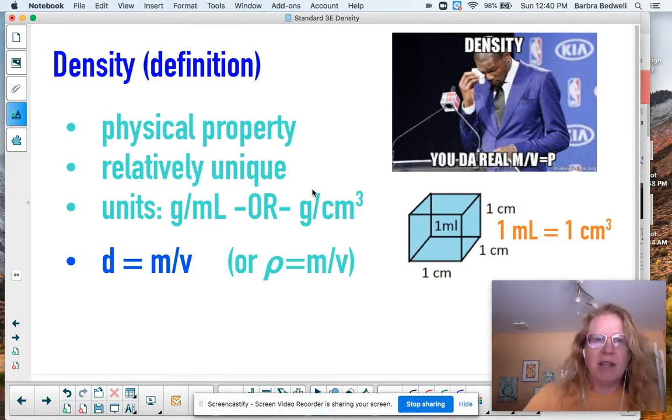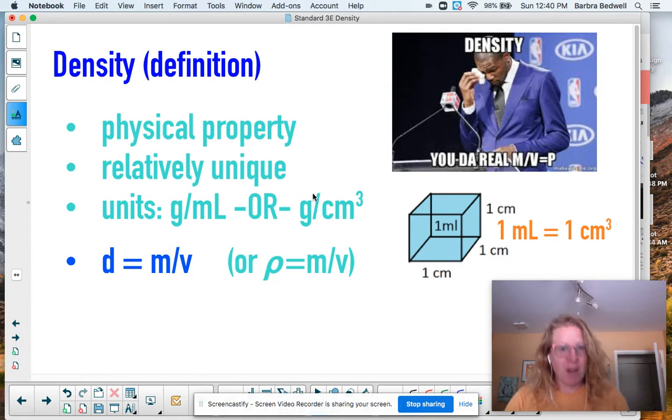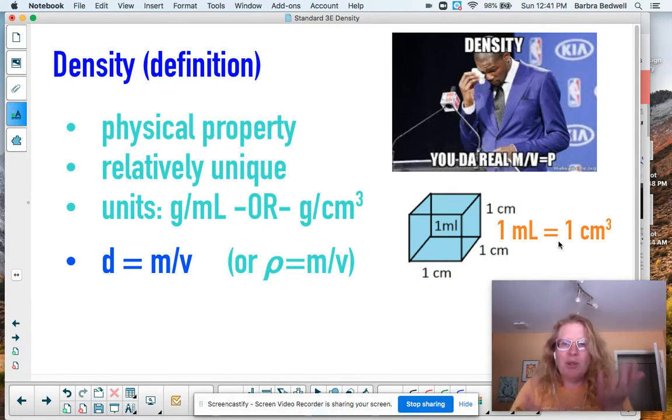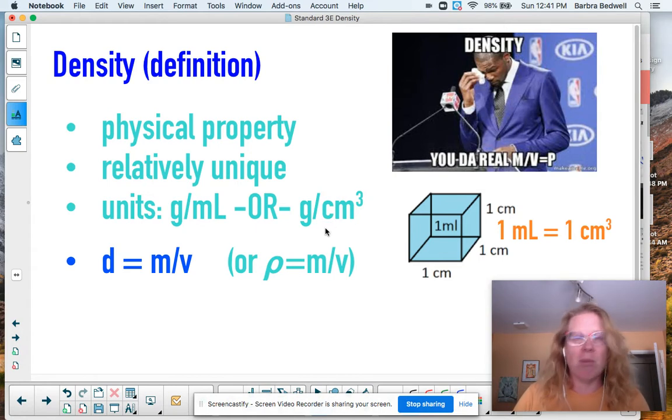The units of density, because it is mass divided by volume, that's our formula. You can see the formula right down here. Density is mass divided by volume. Our units are mass divided by volume, so we get grams per milliliter as one of our units, or the other one is grams per cubic centimeter. That's if we've got an actual cube that's 1 centimeter on the side. 1 milliliter is defined as 1 cubic centimeter, so it works out pretty well. Those two are exactly the same unit: grams per milliliter or grams per cubic centimeter, both are the same thing.